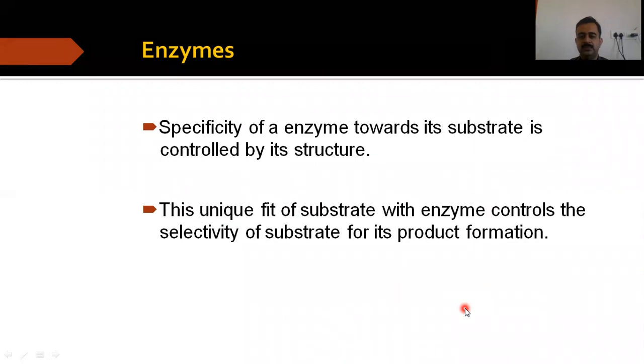Moving further. Specificity of enzymes towards the substrate is controlled by its structure. Absolutely. We have already gone through this part, that specificity is one of the important parts, wherein the lock and key hypothesis and the Fischer model have always told us regarding the specificity of enzymes. This unique fit of substrate with enzymes controls the selectivity of substrate for its product formation. Based on that unique fit, the product generation would take place.